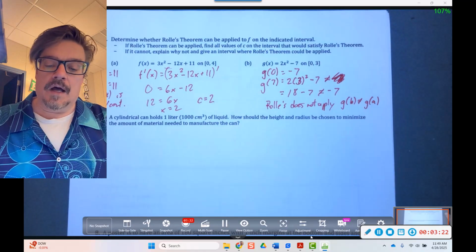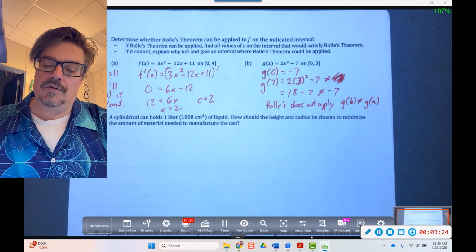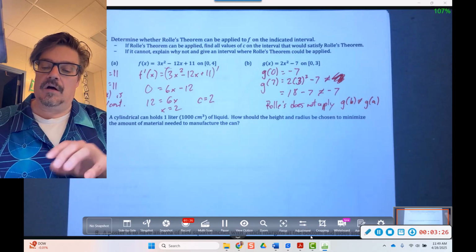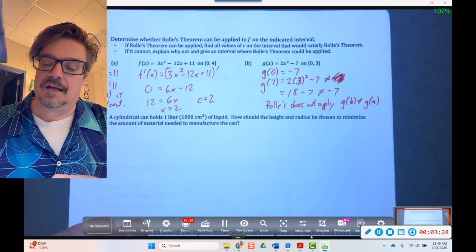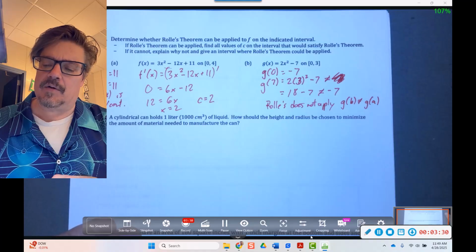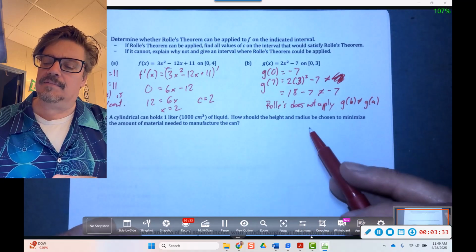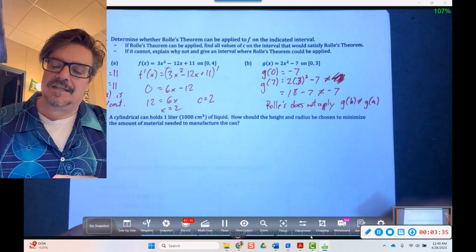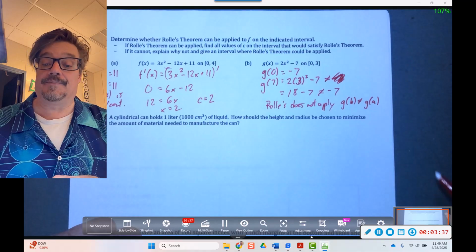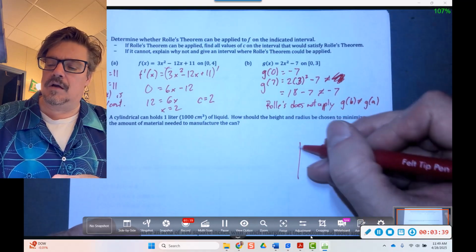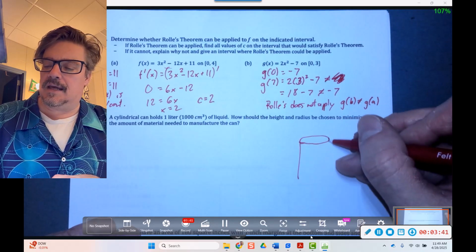A cylindrical can holds 1 liter, or 1,000 cubic centimeters, of liquid. How should the height and radius be chosen to minimize the amount of material to manufacture the can? We've done something like this before. Let's draw a picture of the can.